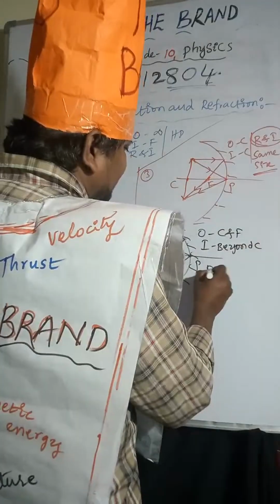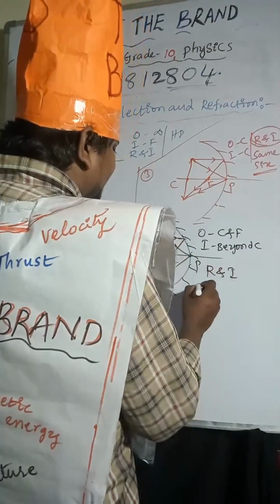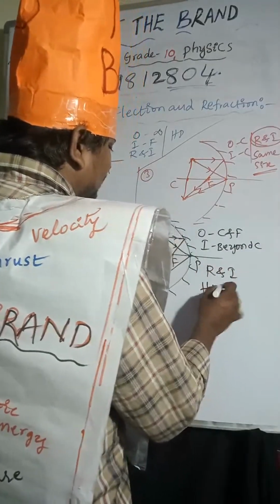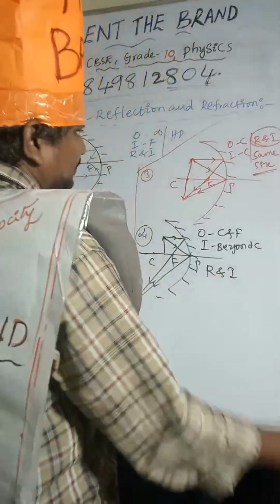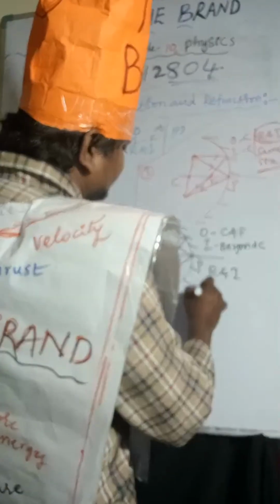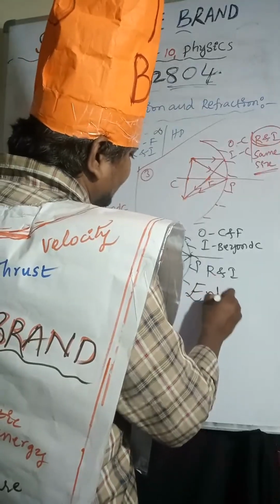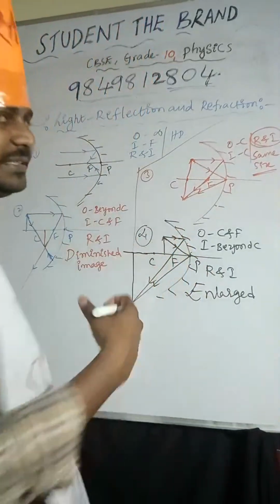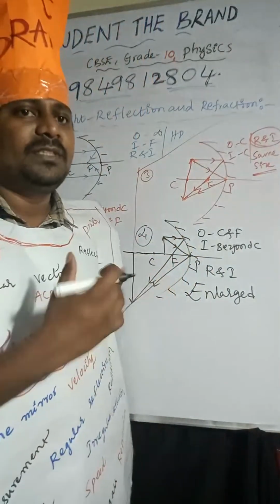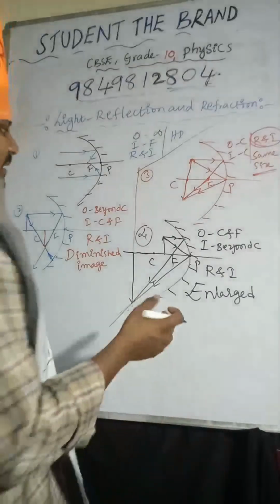Nature of the image is real and inverted, size of the image is enlarged. Compared to the object, image size is increased, then that is an enlarged image. Coming to the fifth one.